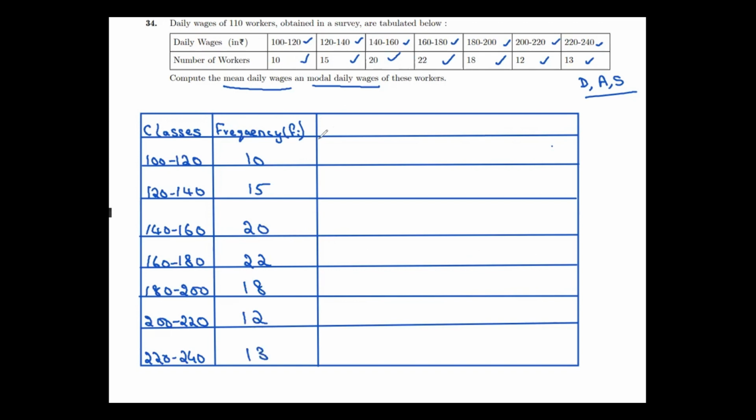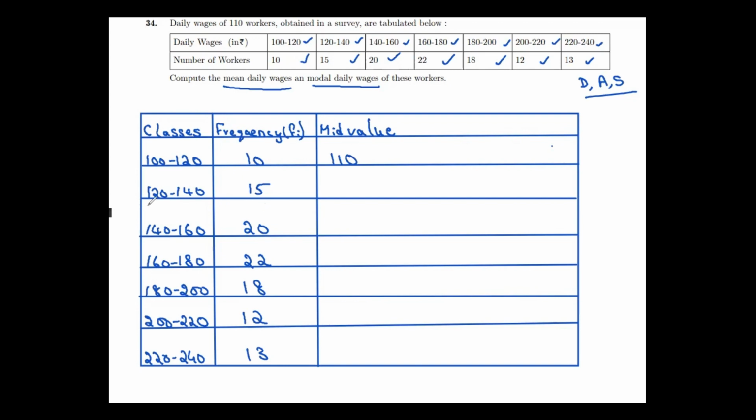Now, the next one is mid value or class mark. I prefer to write mid value so that we'll remember how to find values here. So mid value, we have to find from the classes column. Here, this left side values are called lower boundaries and right side values are called upper boundaries. We have to find the average of those two. So 100 plus 120 by 2. So 220 by 2, which is 110.